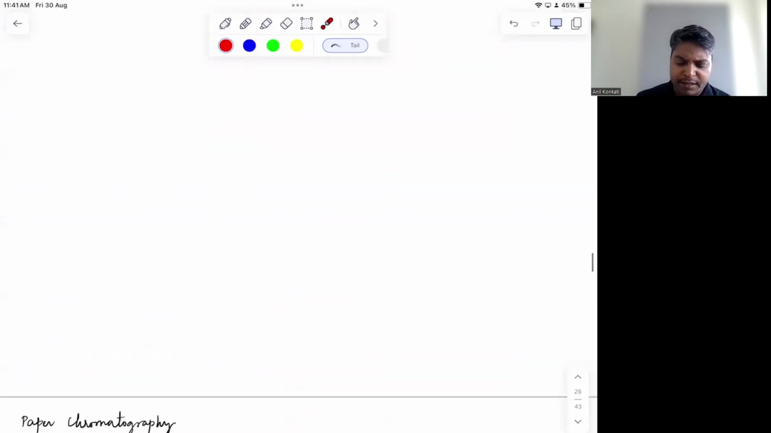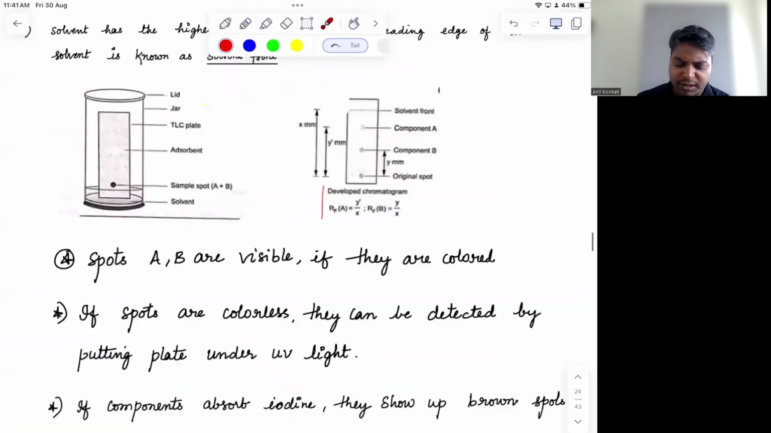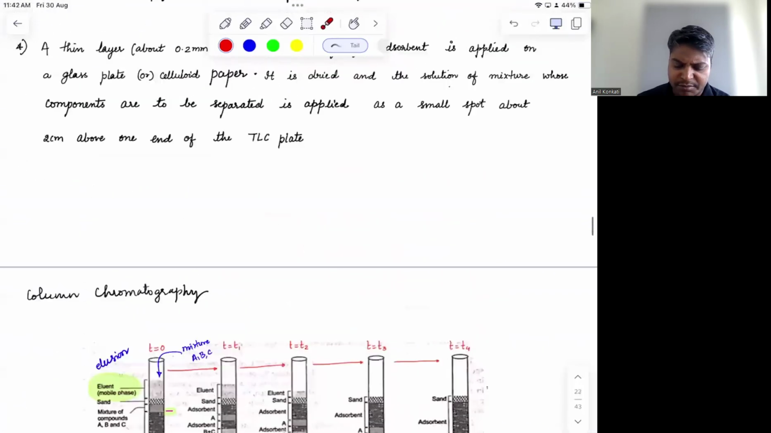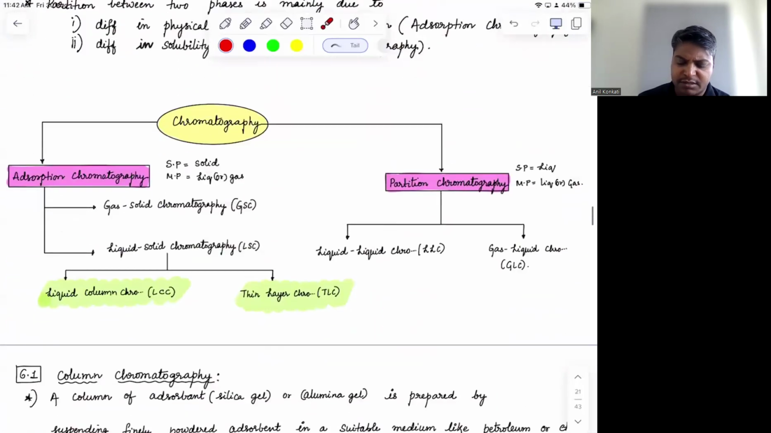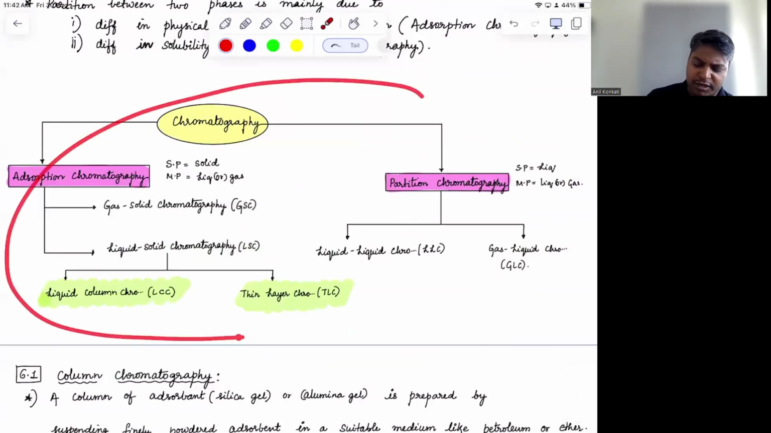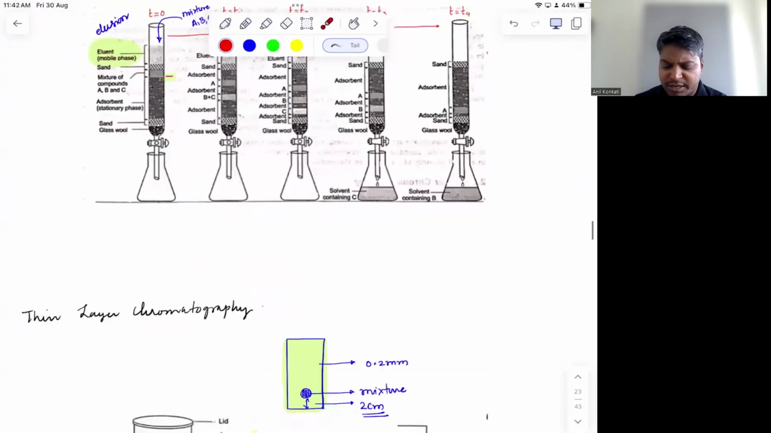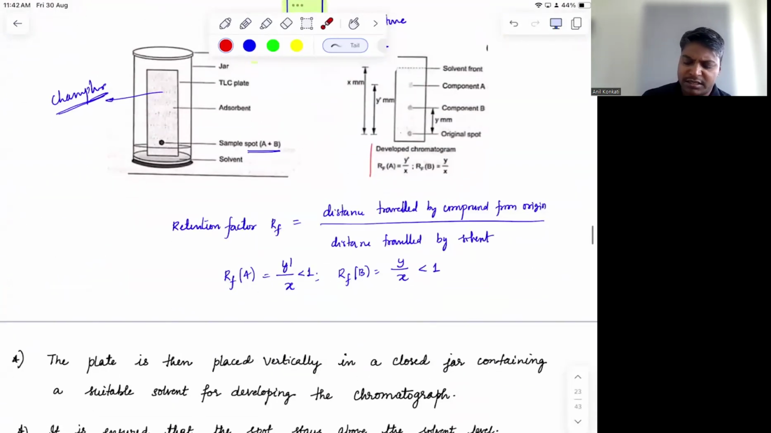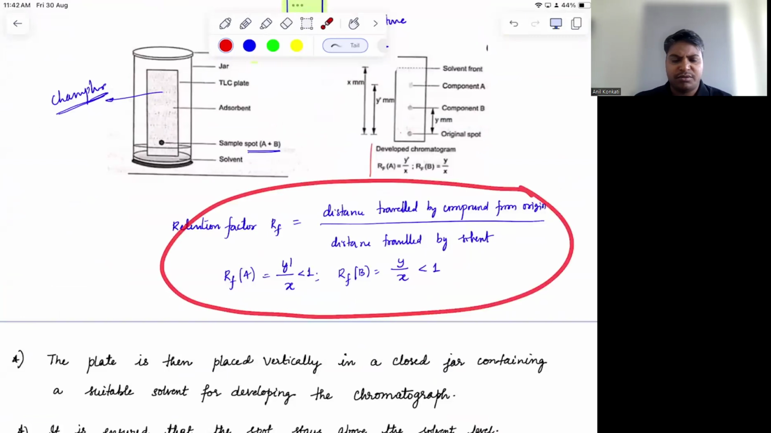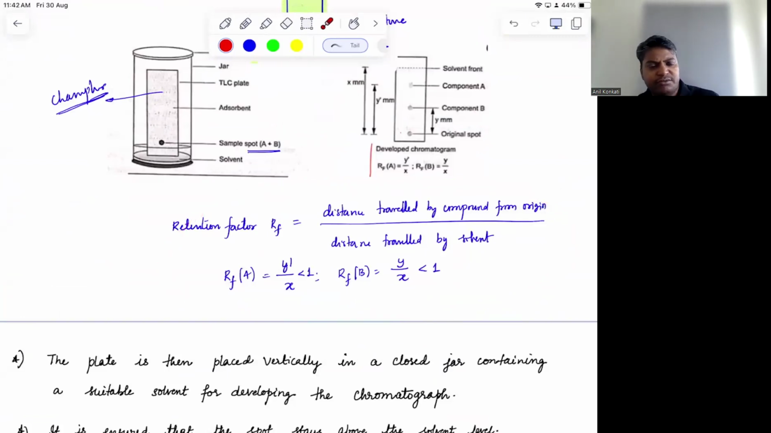So mainly, guys, you need to understand this difference. The main part of this chromatography is which category it belongs to. Very rarely will you be asked to identify the retention factor; these values will be given. You just need to know how to calculate the Rf value. That's it.